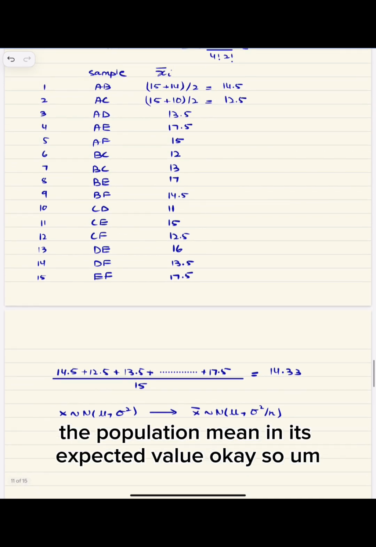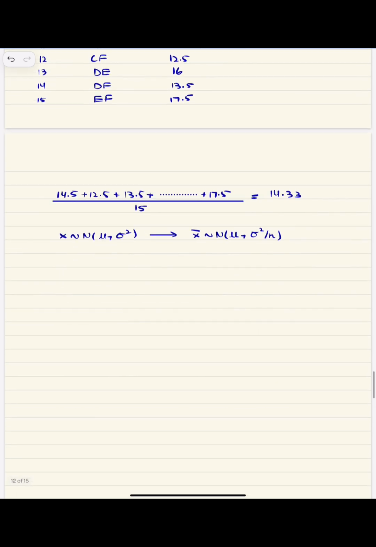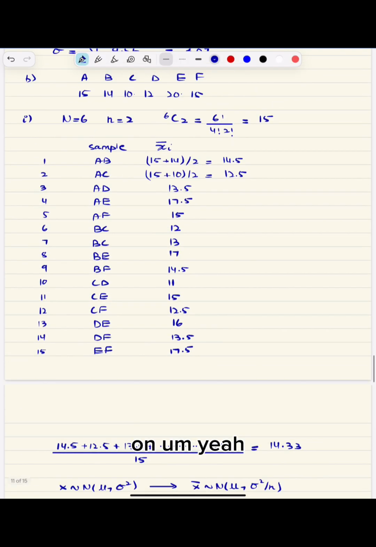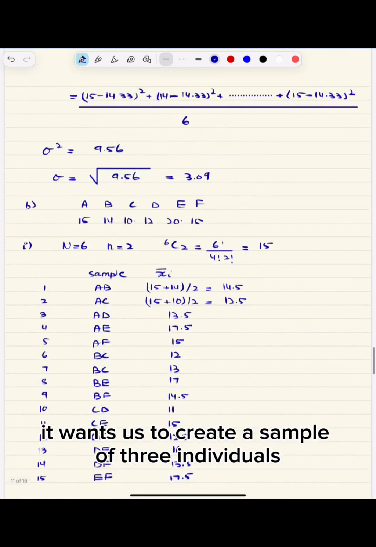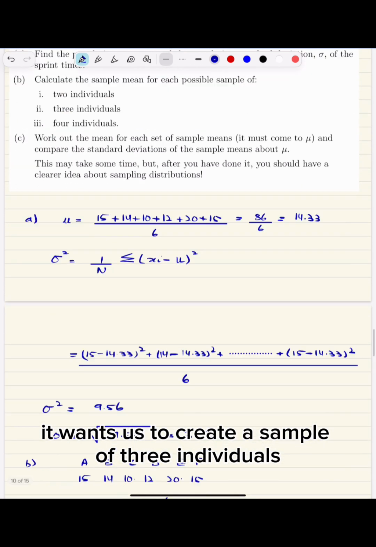Okay, so yeah, in the second part it wants us to create a sample of 3 individuals.